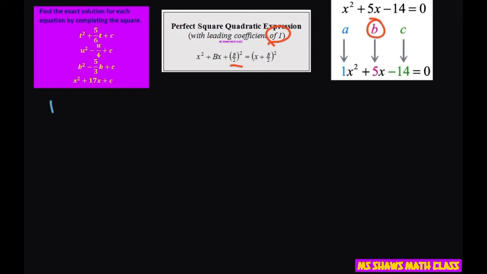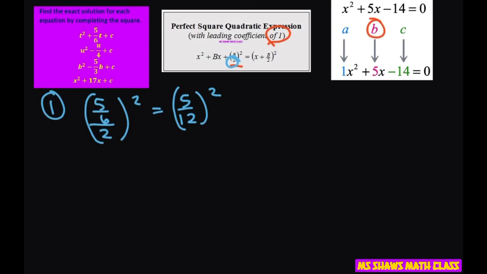So for our first one, our B is 5/6. So you take 5/6, and then we divide it by 2, and then square it. Dividing by 2 is the same as multiplying by 1/2. So this is really just going to be 5/12 squared. So that's going to equal 25 divided by 144.